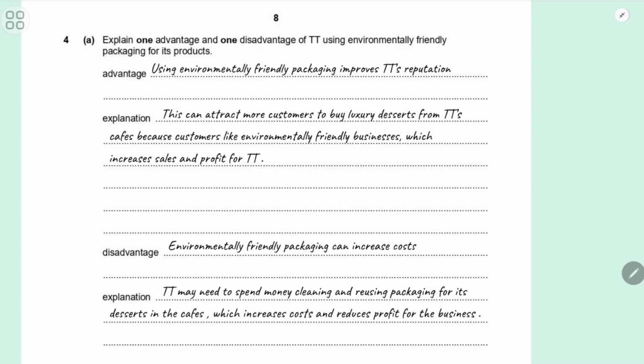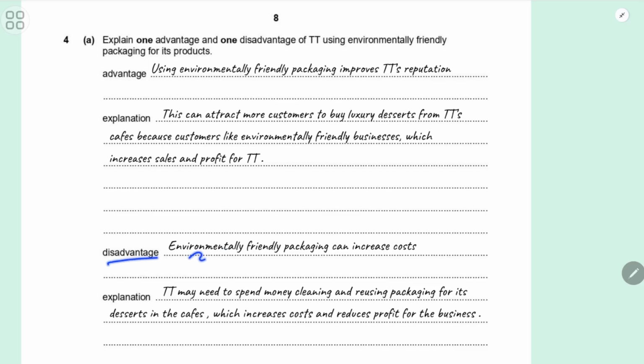Using environmentally friendly packaging improves TT's reputation. This can attract more customers to buy luxury desserts from TT's cafes, because customers like environmentally friendly businesses, which increases sales and profit for TT.